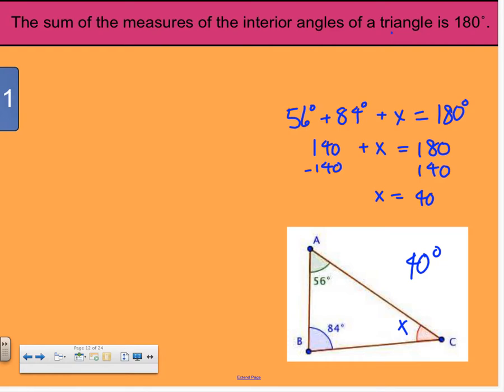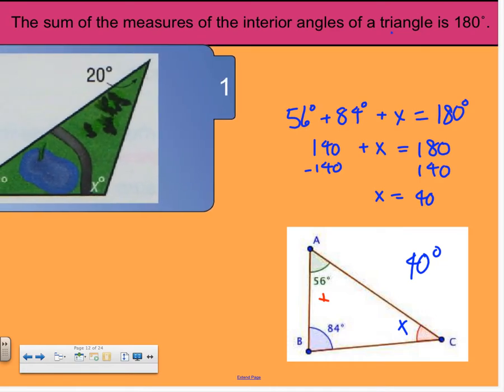So basically, if we were to summarize this another way, we take the two angles that we know, add them together, and then subtract them from 180. Let's look at one more example.